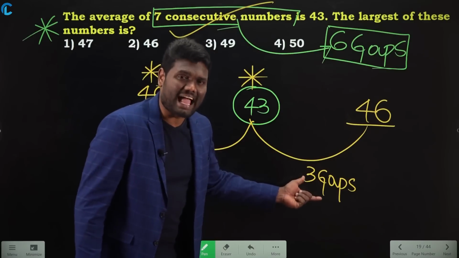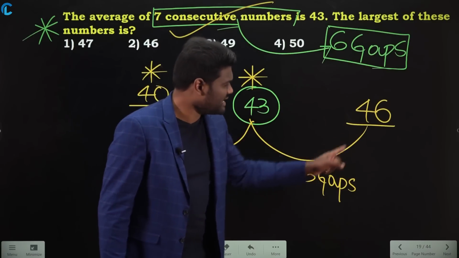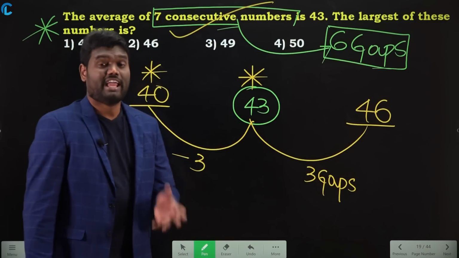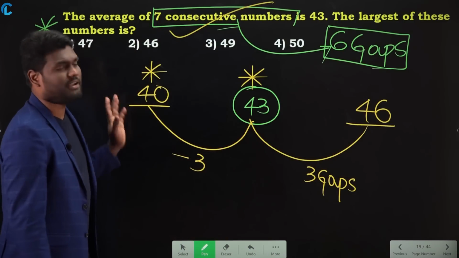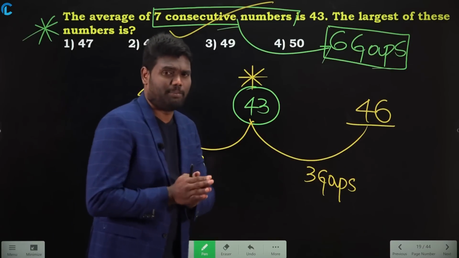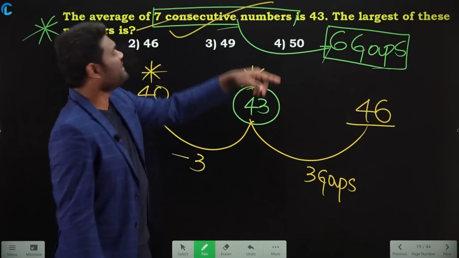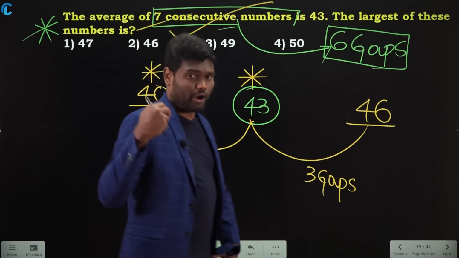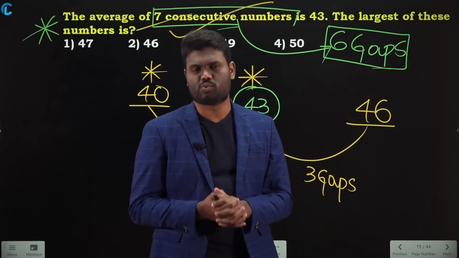As you have 3 gaps, now it is going to be 3 difference. So 43 plus 3, it is going to be 46. If it is smallest number, 43 minus 3, it is going to be 40. Just very, very simple and beautiful concept. If you learn this concept, whether it is 7 numbers or 23 numbers or 95 numbers or 74 numbers, whatever it may be, you can solve these questions very easily.